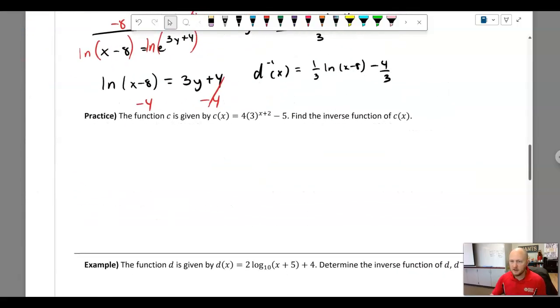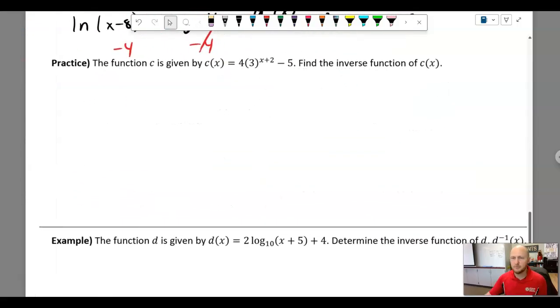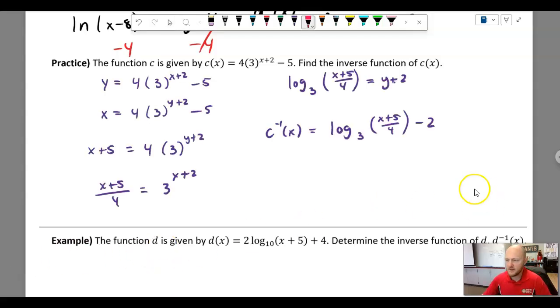Awesome. Okay, let's look at this practice problem here. Please go ahead, pause the video, try to find the inverse of c. Okay, the inverse, log base 3 of x plus 5 divided by 4 minus 2 is the inverse function.